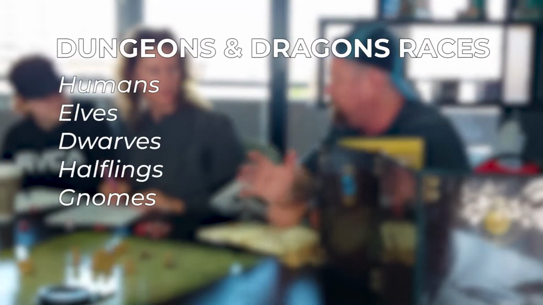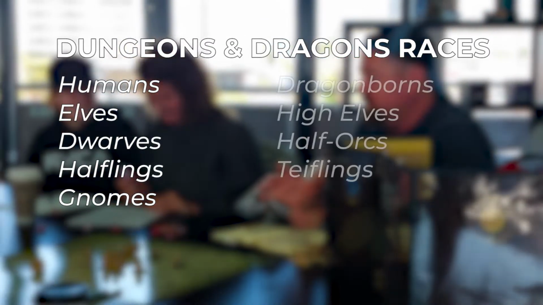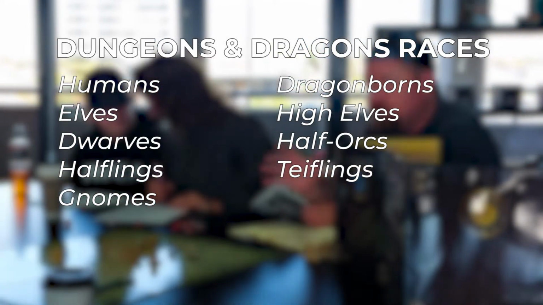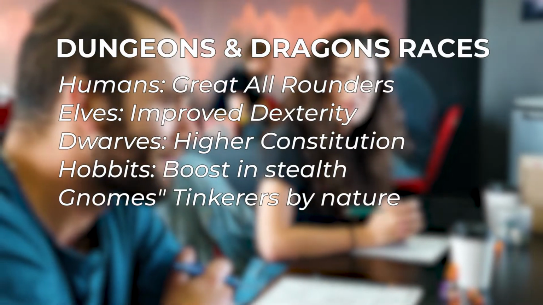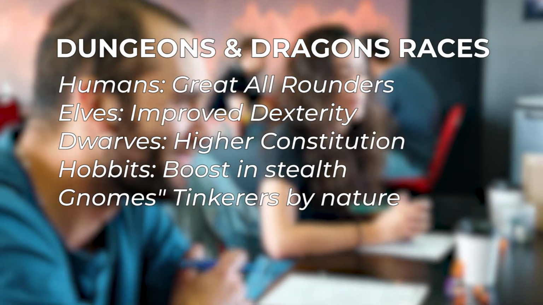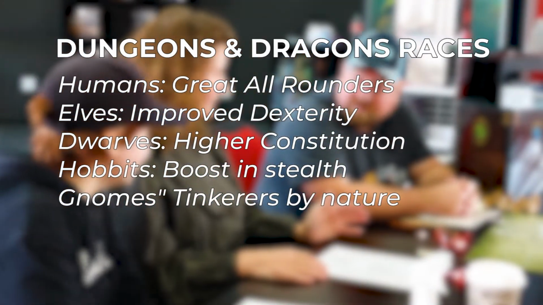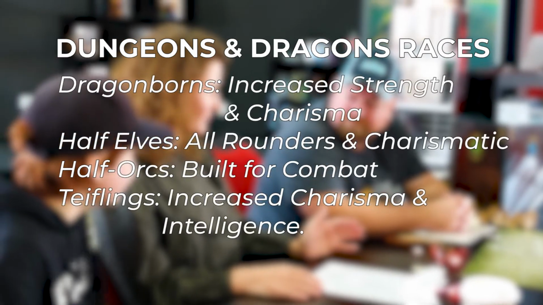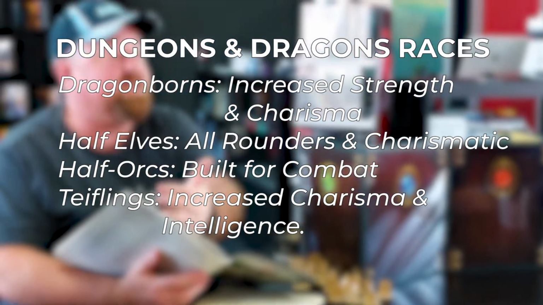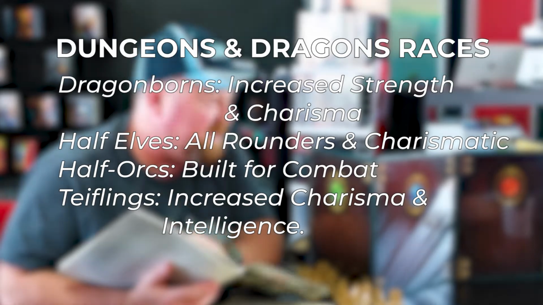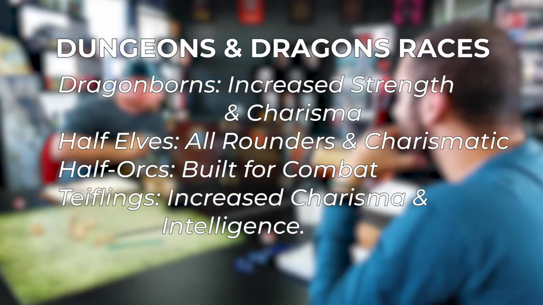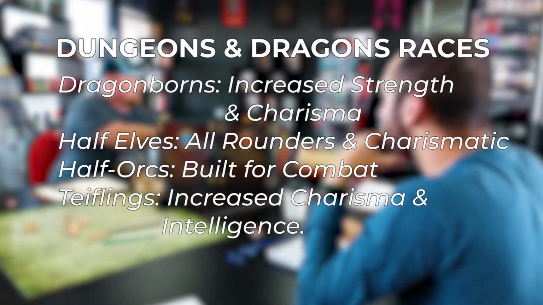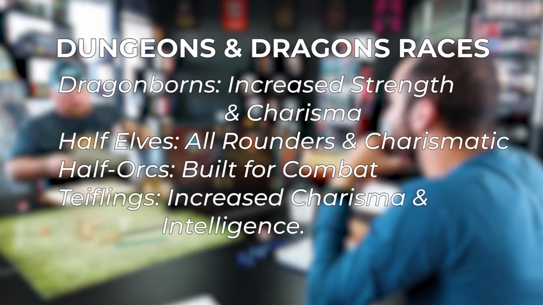These races include humans, elves, dwarves, halflings, gnomes, dragonborns, high elves, half-orcs, and tieflings. And all of these races have unique attributes, such as humans, who are great all-rounders, elves, who are known for their greater dexterity, dwarves, who have a high constitution score, hobbits are great for stealthy classes, gnomes are tinkerers, the dragonborns feature superior strength and high charisma, half-elves are a great mix of humanity and elvenkind and have a high charisma score, half-orcs are looking for battle, they are tanks in the field, and of course tieflings, who have increased charisma and improved intelligence.